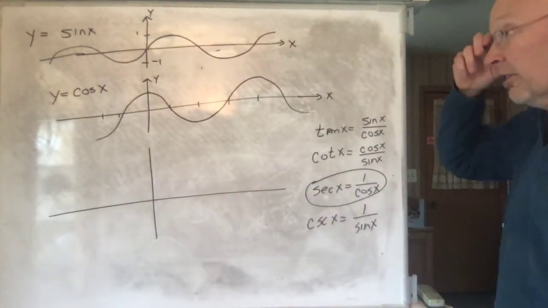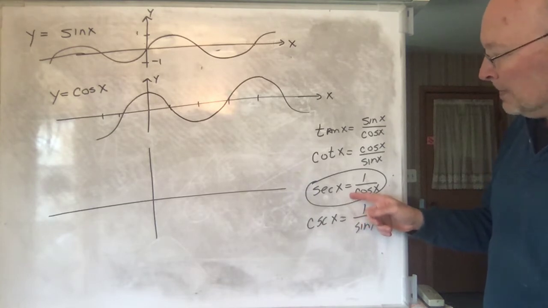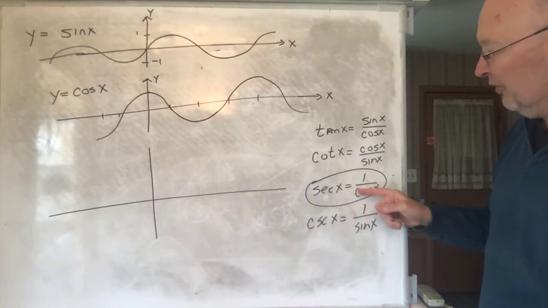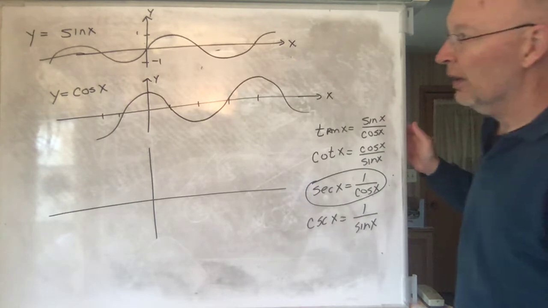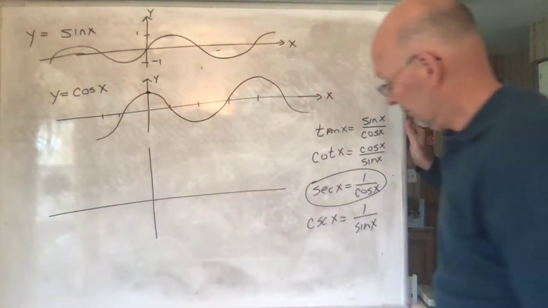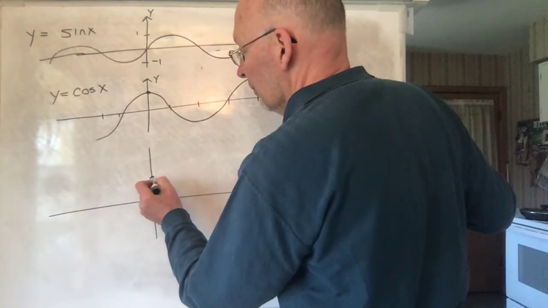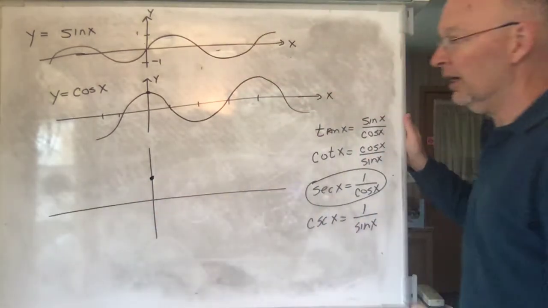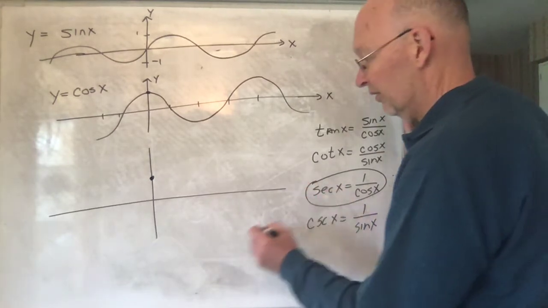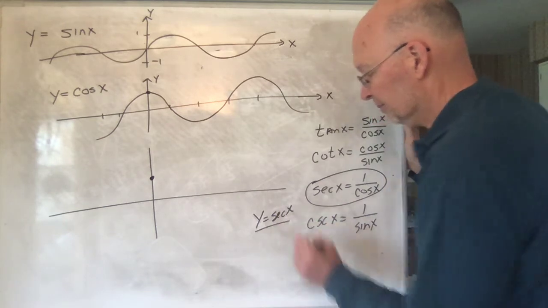So what's that going to look like? Well, here's the way I think about it. I just think 1 over the cosine. And here at 0, the cosine is equal to 1. So 1 over 1 is also equal to 1. Okay? So this is going to be y equals secant of x right here.